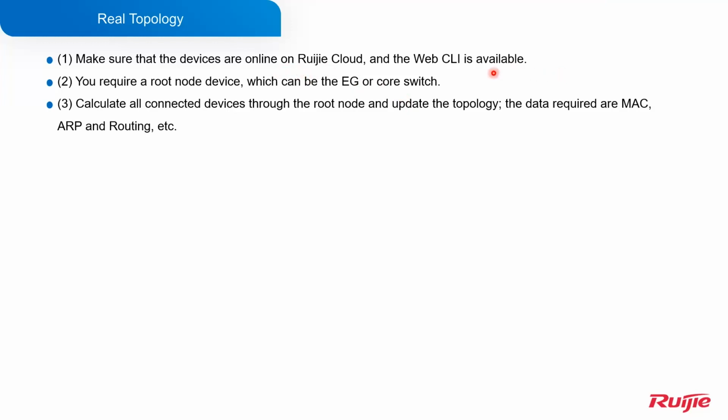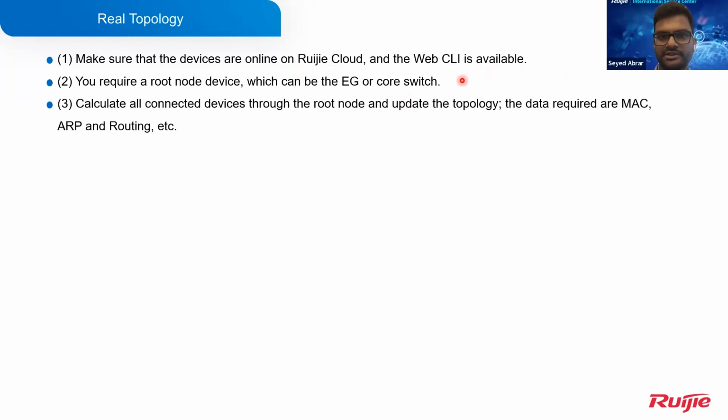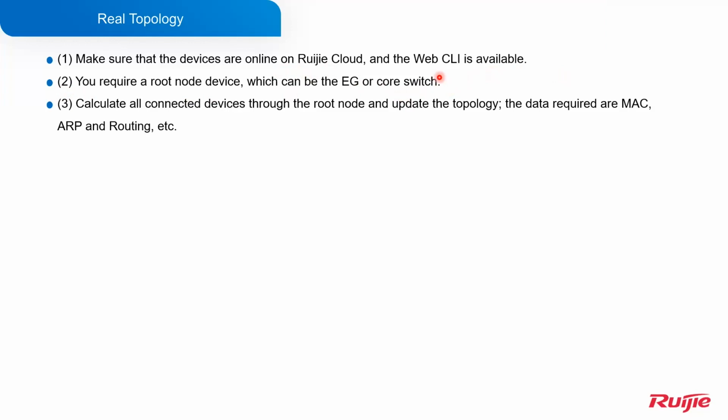And in a project, the root node of the project can be the EG or a core switch. Right? If you don't have the EG or any of our core switches, you will not get the full topology. Either you get a no data message or some other information saying that you need to fulfill your full topology.